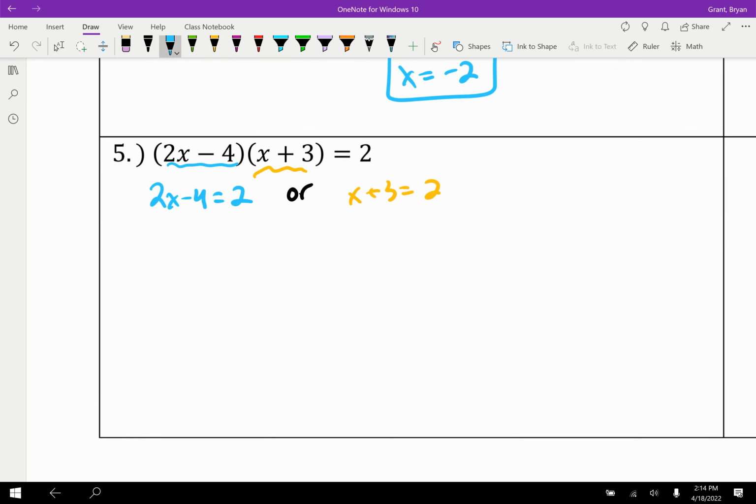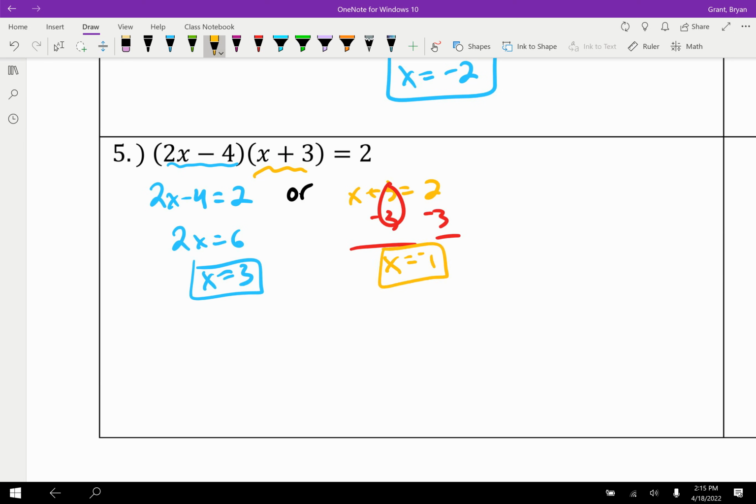So we add 4 to each side. 2x equals 6. 2 times what is 6? 2 times 3 is 6. Over here, subtract 3 from both sides, and I'll show the step. Negatives can be tricky. 2 minus 3 will get us negative 1.